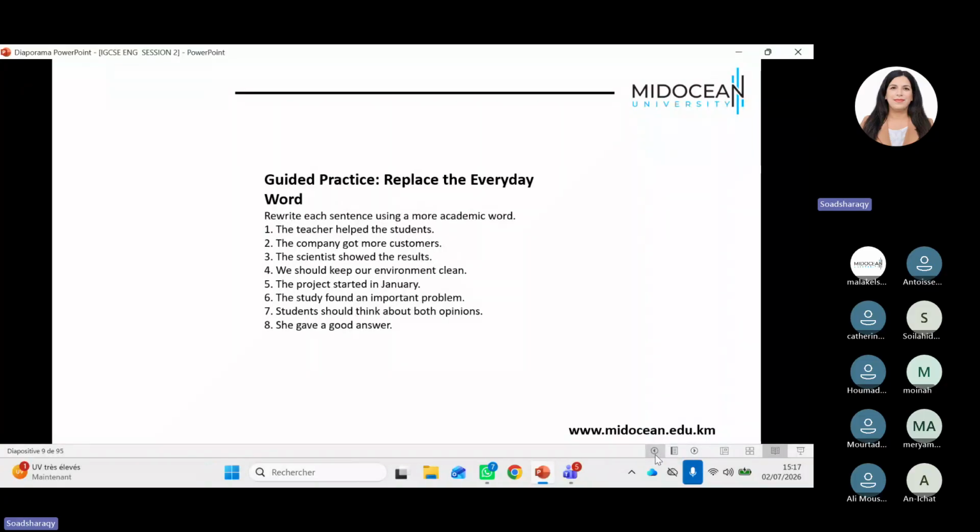Abu Bakr, can you do number 8? She gave a good answer. So use an academic word here. More academic words. Please answer your question. The mic is yours.